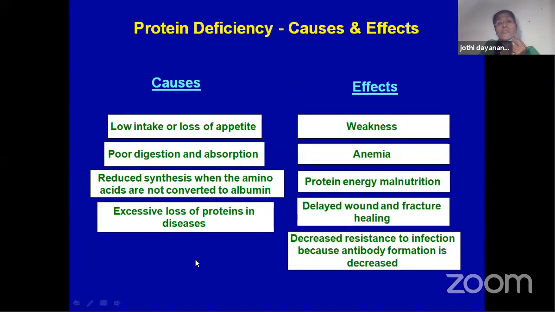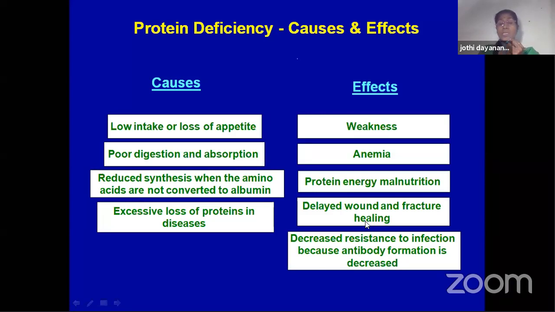So protein deficiency could lead to weakness, anemia, malnutrition, delayed healing of post-operation sutures, or after the baby is born, near the vaginal wall, if you want it to be healed, protein has to be given to those people. Every post-operative patient should be given protein so that healing takes place much faster. A deficiency would also lead to decreased resistance to infection. They are more prone to infection because antibody formation is decreased, right?